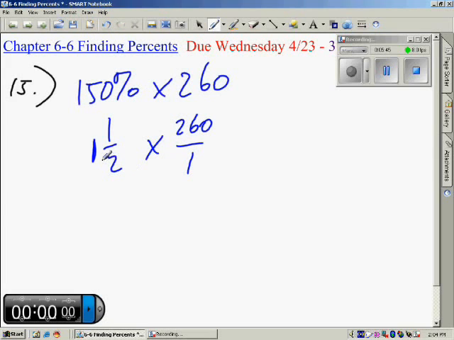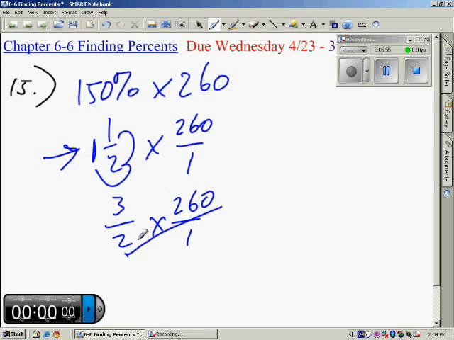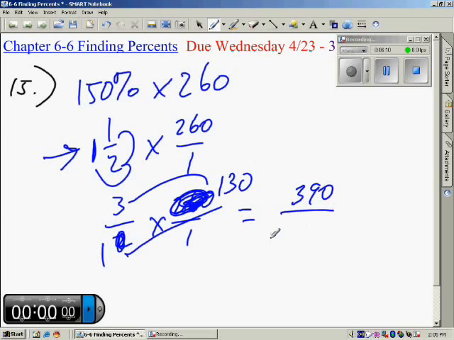Let's go ahead and change this mixed number because we cannot multiply by a mixed number. 1 times 2 is 2, plus 1 makes 3 over 2, times 260 over 1. I can simplify this diagonal. Okay? 2 divided by 2 is 1, and 260 divided by 2 is 130. So I'm going to draw my arcs now and multiply. Okay? 3 times 130 happens to be 390. And 1 times 1 is 1. So the answer, 390.